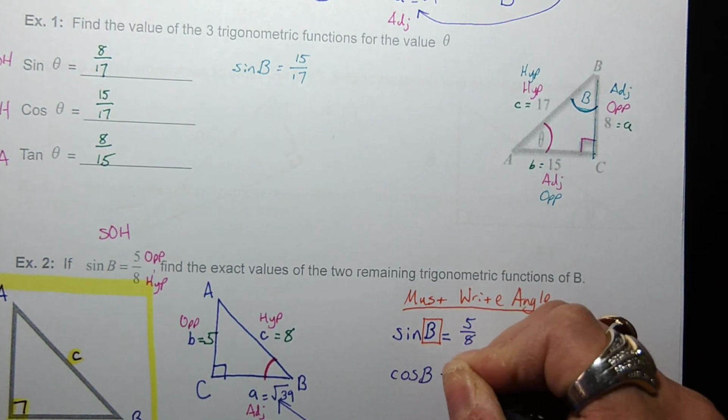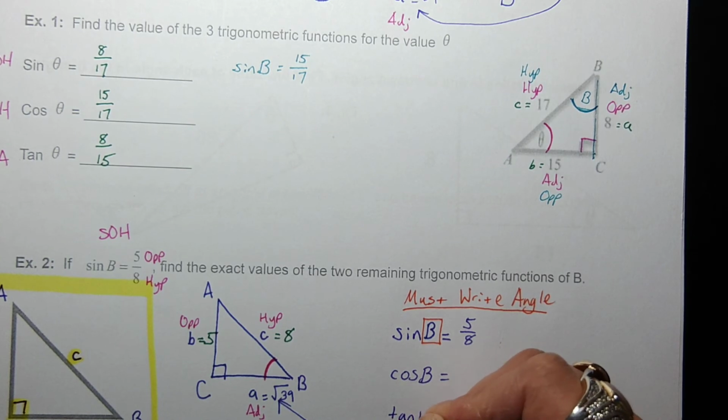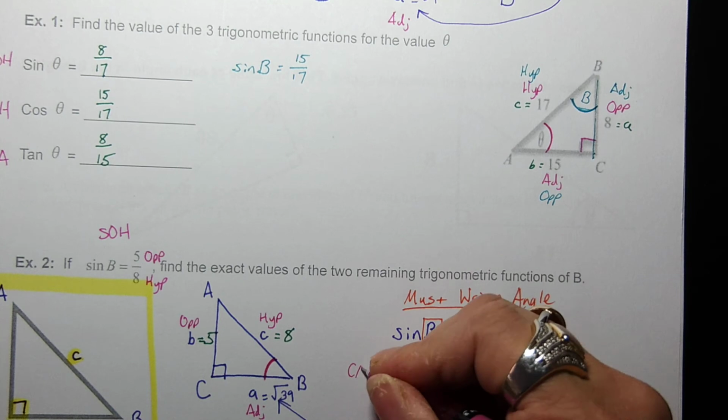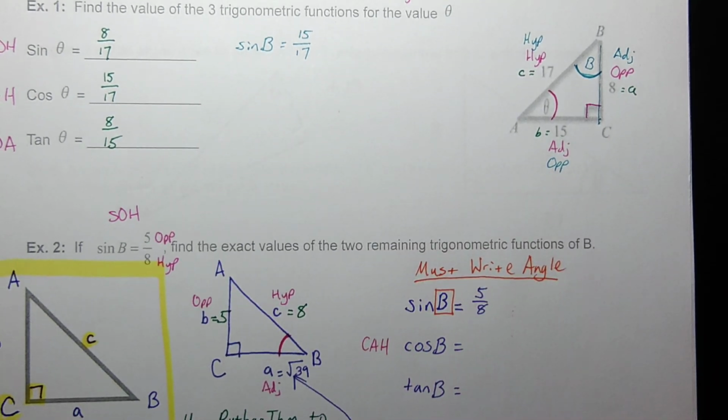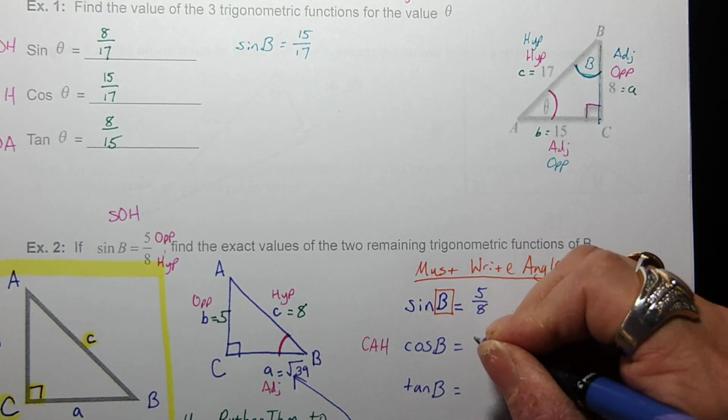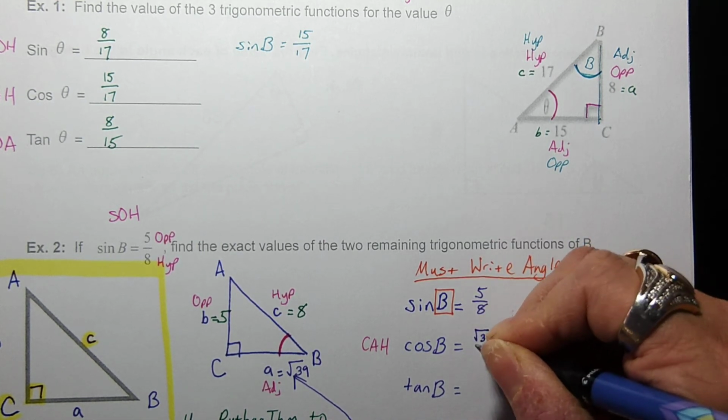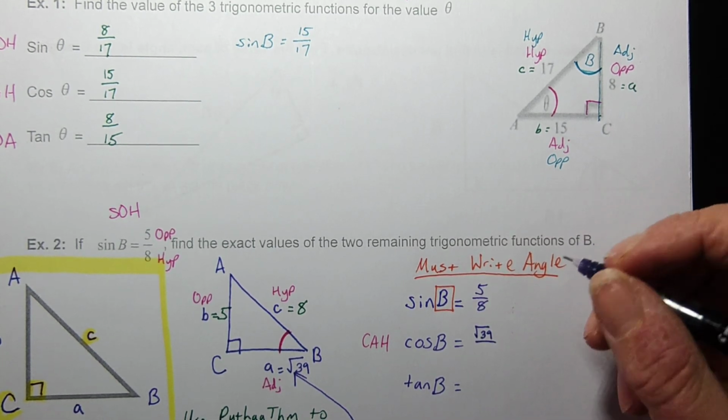Cosine of B and tangent of B. Cosine is the CAH part of SOHCAHTOA. So our adjacent side is rad 39 over our hypotenuse side, which is 8.